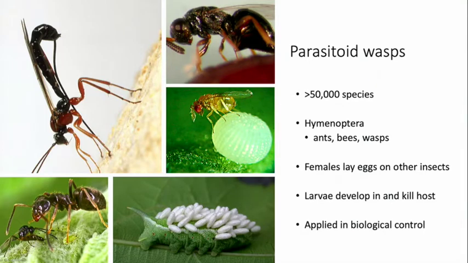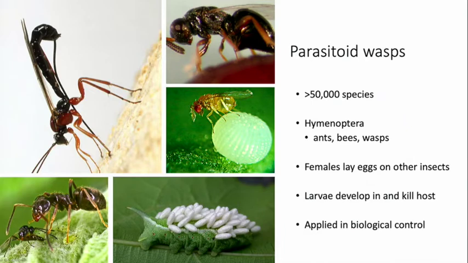And parasitoid wasps are a big group. There are more than 50,000 species that belong to the Hymenoptera, so ants, bees, and wasps. Parasitoid wasp females lay their eggs in the body or in the eggs of other insects. And these parasitoid larvae then eat and consume the host, so the host insect. And instead of a host, a parasitoid will emerge again. And there are many different examples.